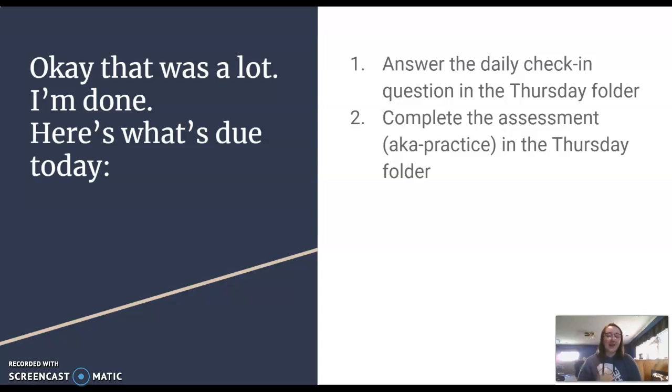Here's what to do for today. Same as the other days, you are answering the daily check-in question in the Thursday folder. And then you are going ahead and completing the assessment, which is actually a practice. Going forward, I've kind of gotten rid of the Word doc upload thing because it's just too tricky when not everybody has the same programs on their computer. And so we're just going to do it via assessment.